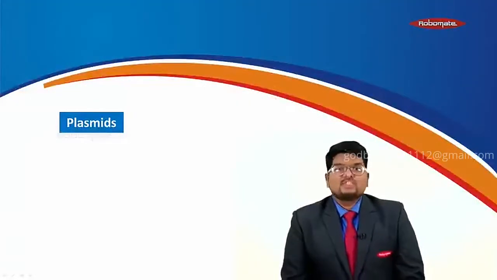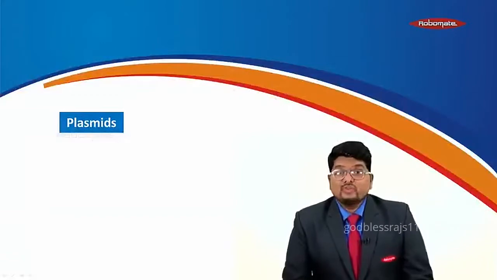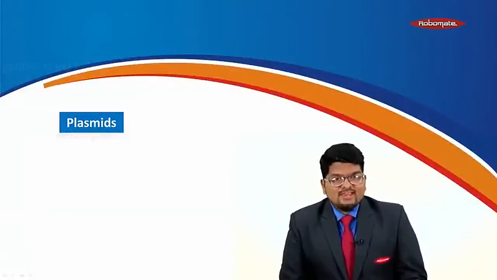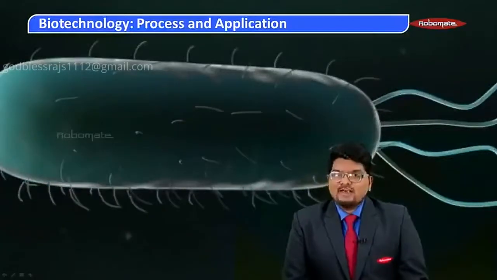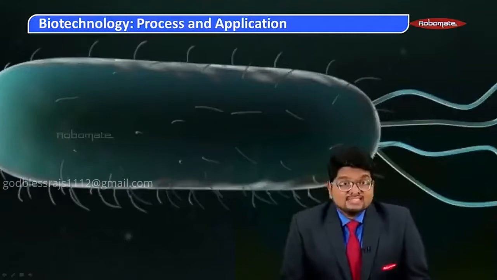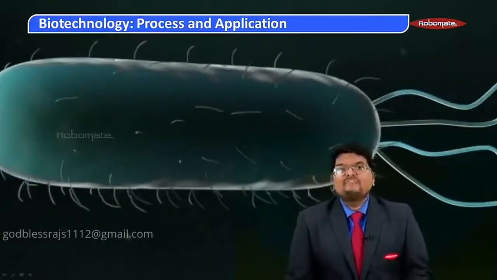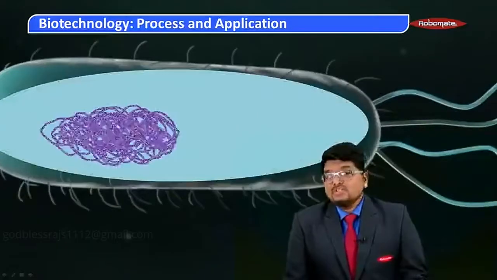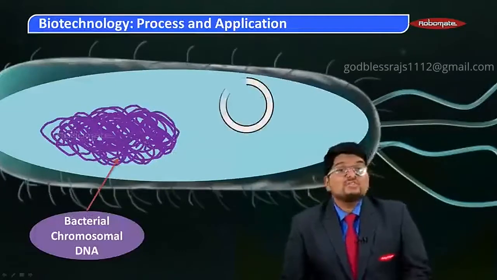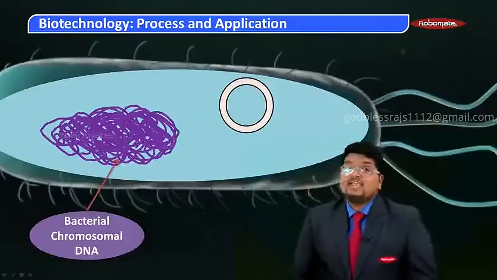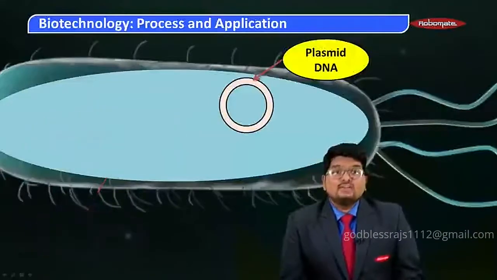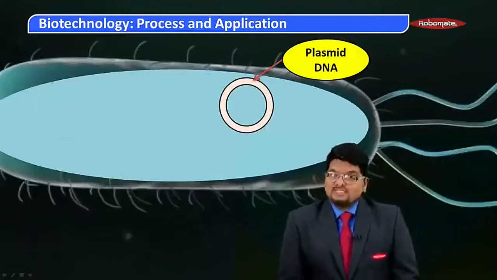Welcome back, students, to this chapter, and in this module we shall be having a look at plasmids. Now let us move ahead and study what plasmids are. Here you can see a bacterial cell. Now let us have a look at the inside of the bacterial cell. Here you can see the bacterial chromosomal DNA, and you can also see a circular DNA, which is nothing but the plasmid DNA.